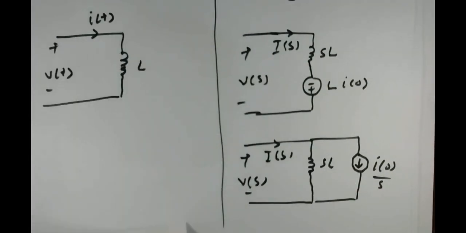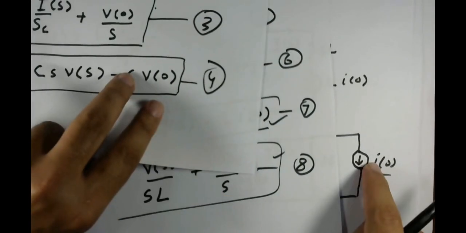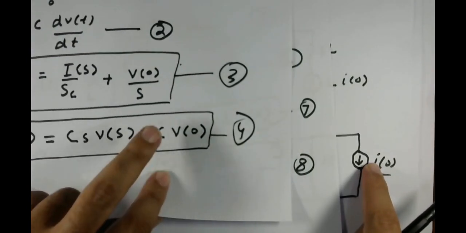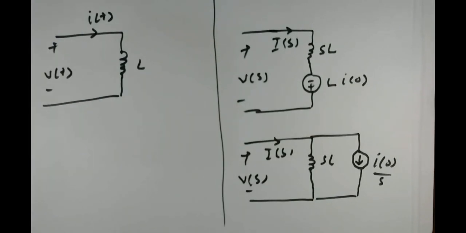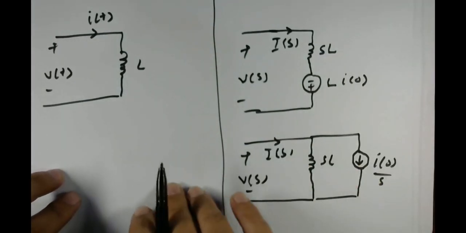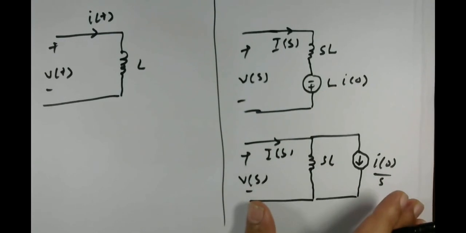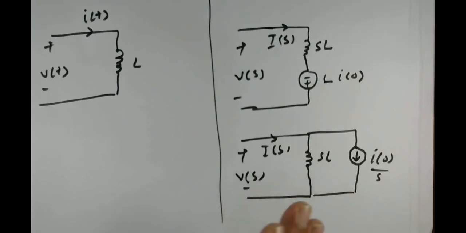You see why I put this sign opposite to this one, because here we have minus and here we have plus. So these are the equivalent circuits in the time domain and the frequency domain, that is the S domain. So that's it for circuits. Now we move further and try to solve different problems using Laplace transform.